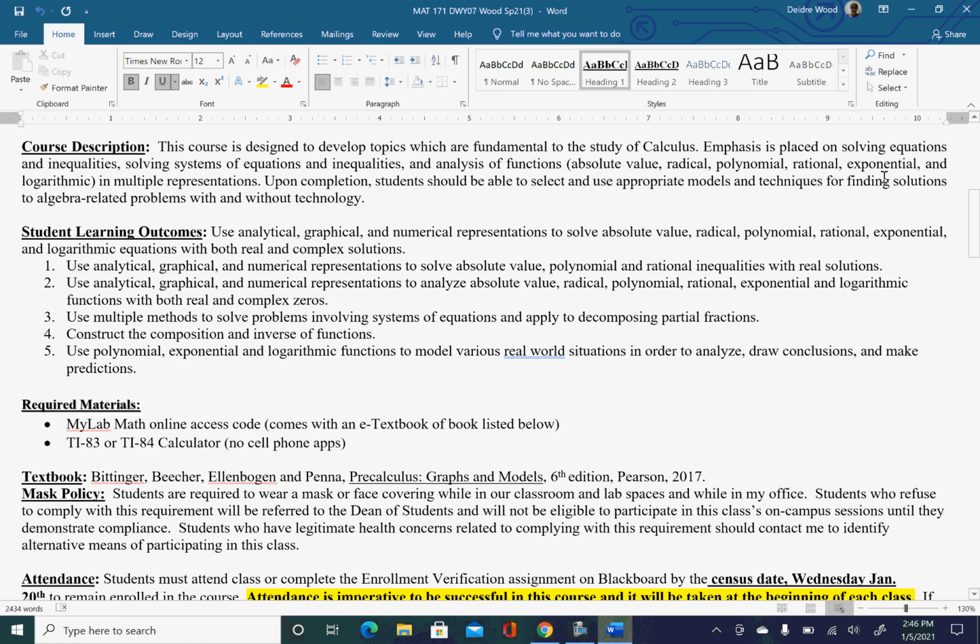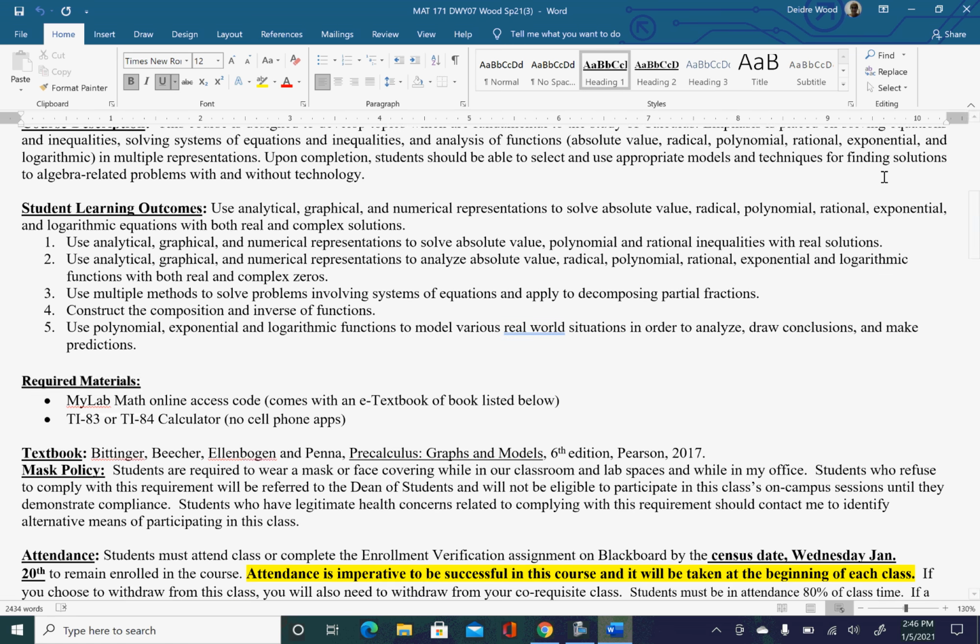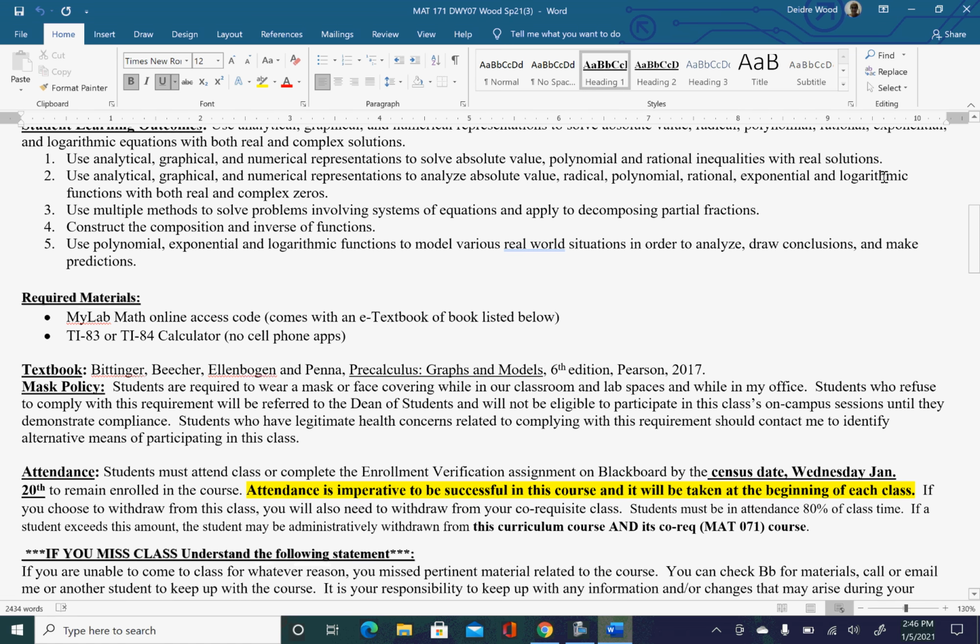You will need a TI 83 or 84 calculator. If it has the 83 plus or 84 plus calculator, then that's fine as well. But you definitely need access to one of those types of calculators in order to be successful in this course. I'm going to let you read through the student learning outcomes.